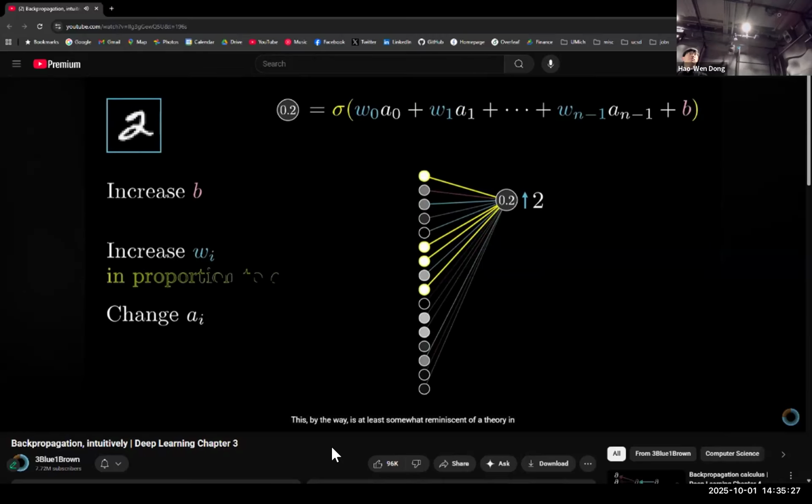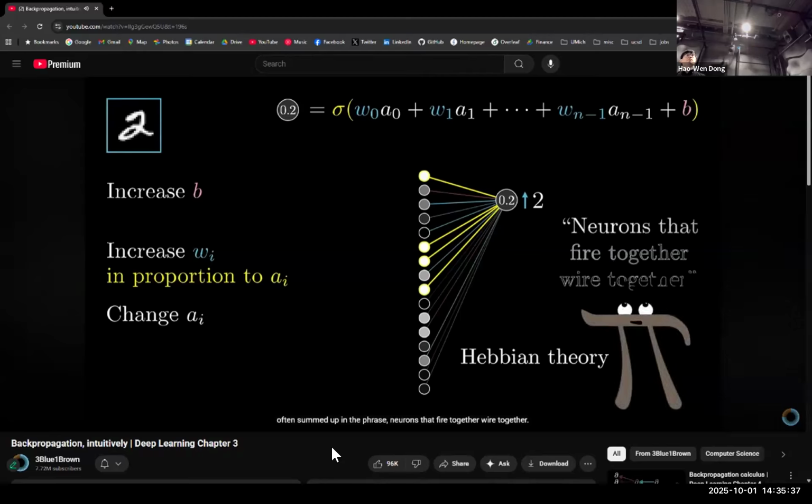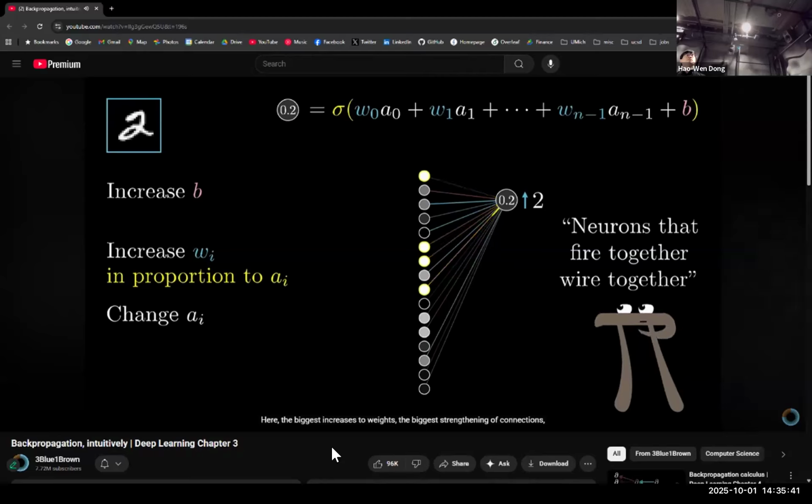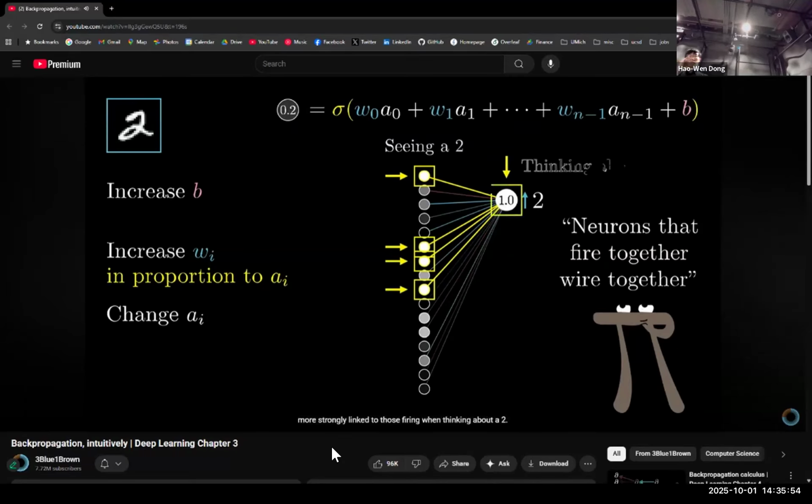This, by the way, is at least somewhat reminiscent of a theory in neuroscience for how biological networks of neurons learn, Hebbian theory, often summed up in the phrase, neurons that fire together wire together. Here, the biggest increases to weights, the biggest strengthening of connections, happens between neurons which are the most active and the ones which we wish to become more active. In a sense, the neurons that are firing while seeing a 2 get more strongly linked to those firing when thinking about a 2.